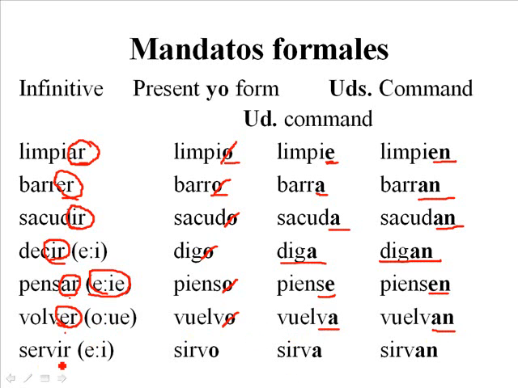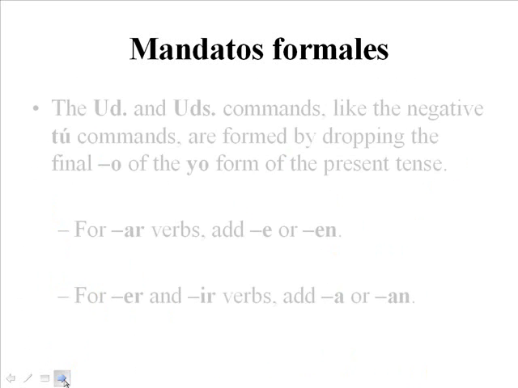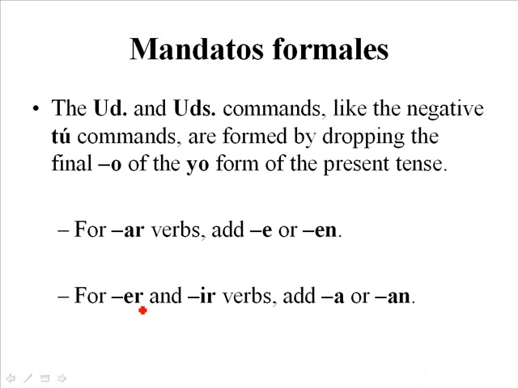Servir, another stem changer, and an IR verb, so we'll use an AR ending after we take off that O. Sirva, sirvan. Okay, let's look at this a little bit further. Okay, as I mentioned before, you're going to use the yo form in the present tense, and if it is an AR verb, use an ER ending, e or n. And if it's an ER verb or an IR verb, you're going to use the yo form again, drop the O, and add an a or an opposite ending. So we always use the opposite ending than what we usually would do in the present tense.